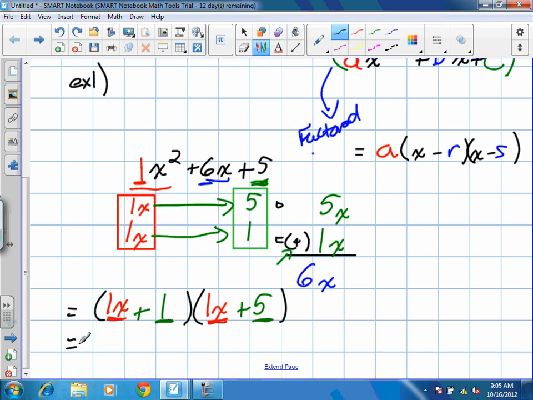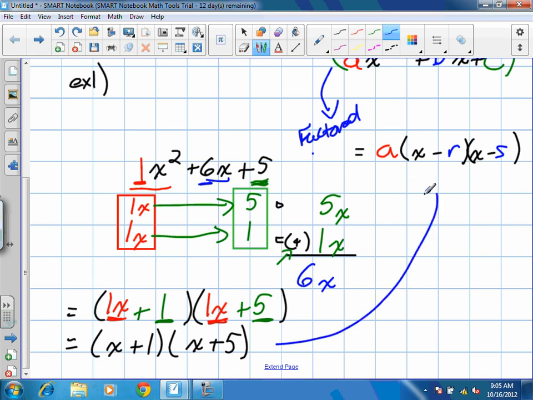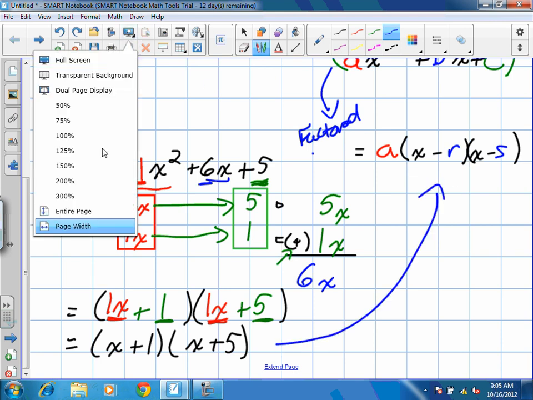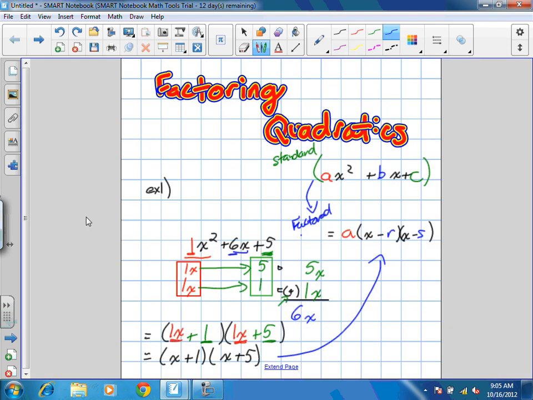1x can be written as just x plus 1. And the other one is x plus 5. This is our factored form, just like what we had above here. Okay? So we went about factoring that question. We went through all those steps, we looked for our columns, and that's what we got.